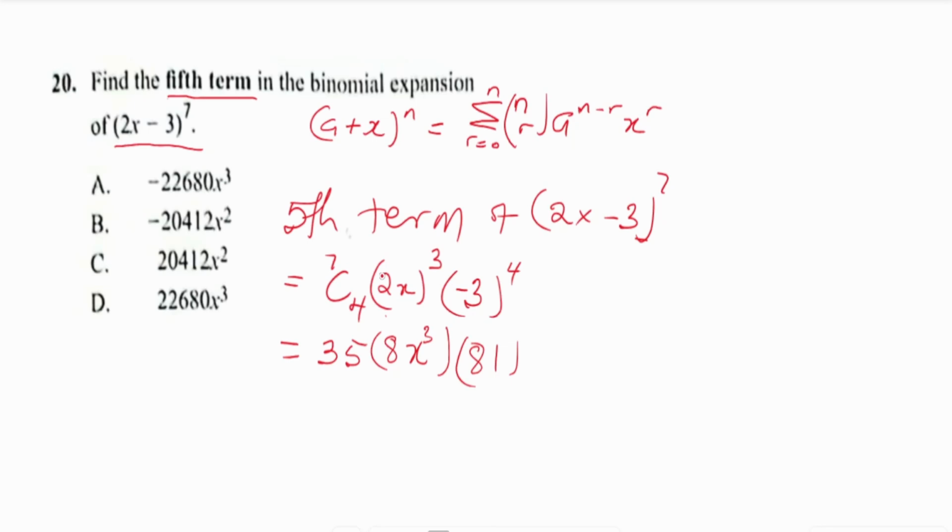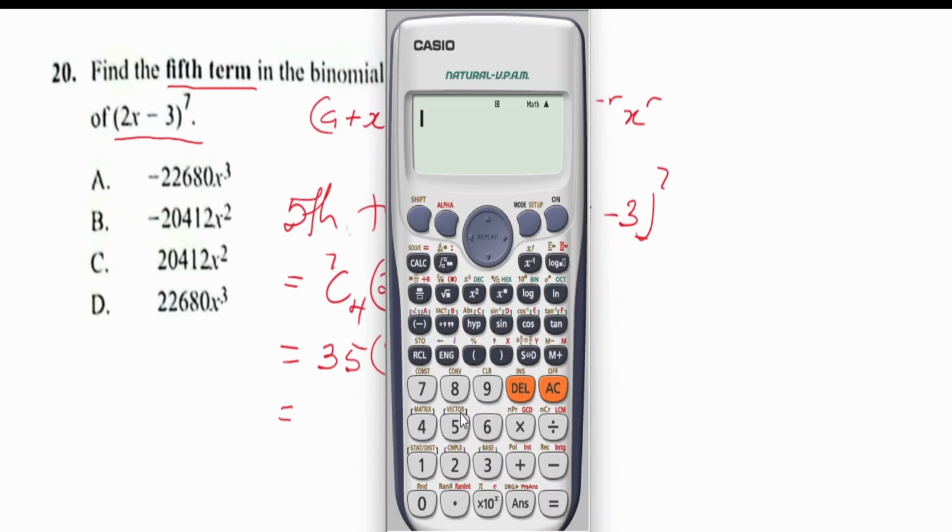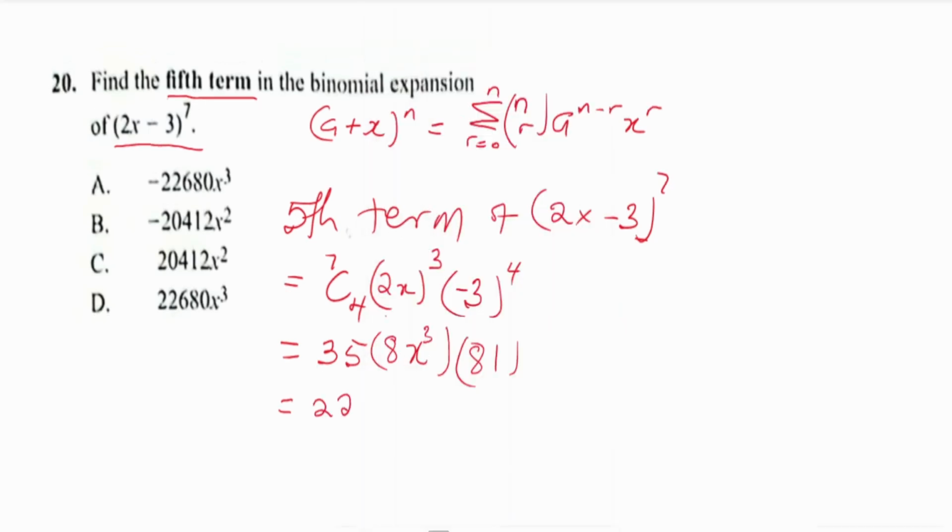Then we put the whole of this in our calculator and write our answer. You're going to do 35 times 8 times 81, and the answer will be times x cubed. So we bring our calculator back again, and now we have 35 times 8 times 81, and that gives us 22,680. Let me write that, 22,680. Remember, there is x cubed here, so 22,680x cubed. Looking through the options, the answer is option D.